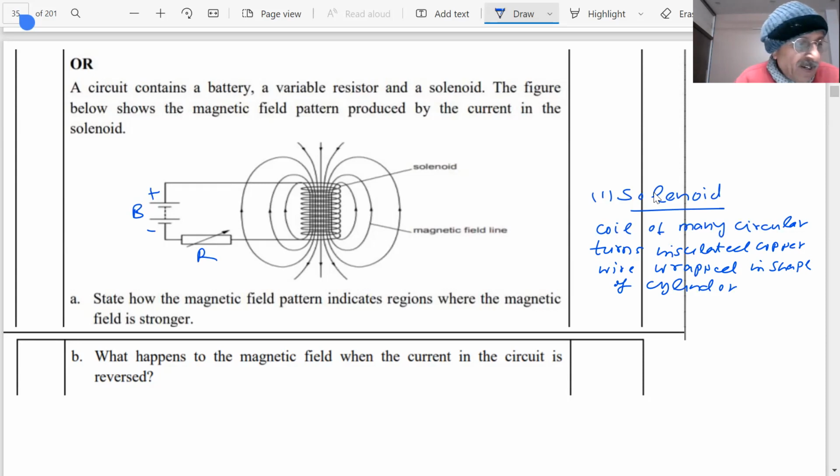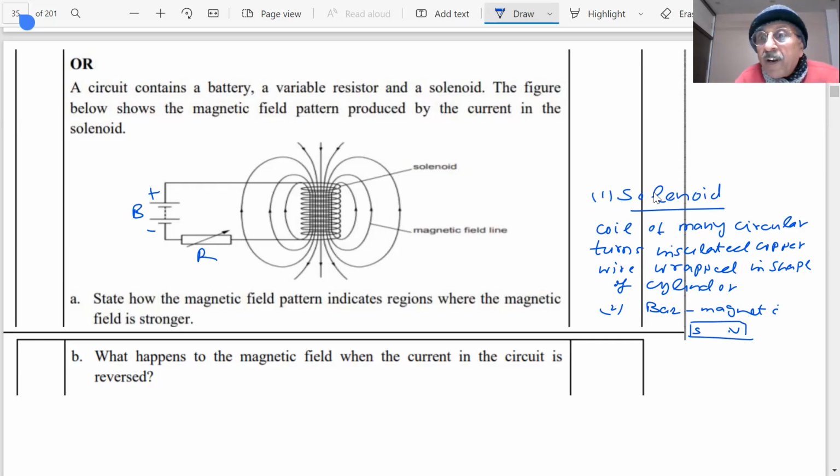So what happens, student, in a solenoid? Magnetic field will be produced, and the solenoid, see the diagram in the book also, behaves like a bar magnet. A solenoid behaves like a bar magnet, student, and one end of the solenoid behaves like a north, the other behaves like a south, student. So it behaves like a bar magnet, north and south. And what happens, students?